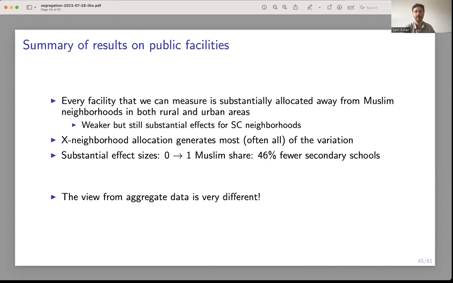Just to put something in perspective, going from a neighborhood with no Muslims to 100% Muslims is associated with 46% fewer secondary schools. So a neighborhood is half as likely to have a government secondary school if it's entirely Muslim compared to a neighborhood nearby in the same city that has no Muslims. And of course, as we showed, the view from aggregate data is very different. Across districts, more Muslim districts don't have appreciably fewer secondary schools, and actually SC districts have appreciably more secondary schools than other districts.